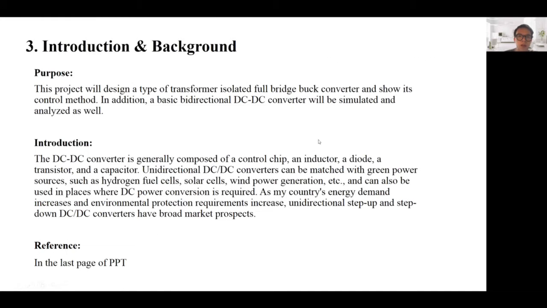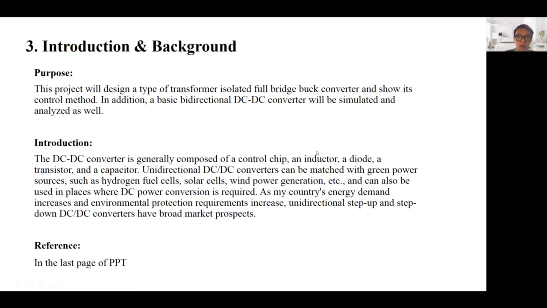As for introduction and background, this project will design a type of transformer-isolated full-bridge buck converter and show its control method. In addition, a basic bidirectional DC-DC converter will be simulated and analyzed as well.